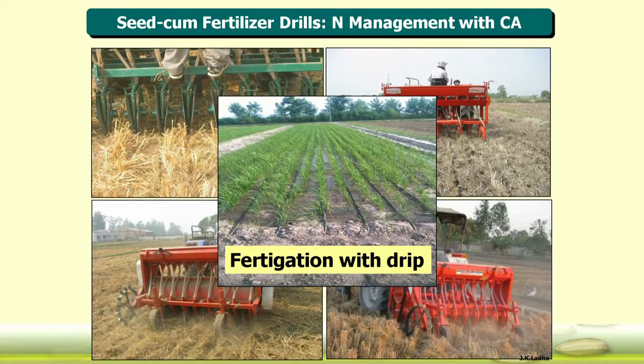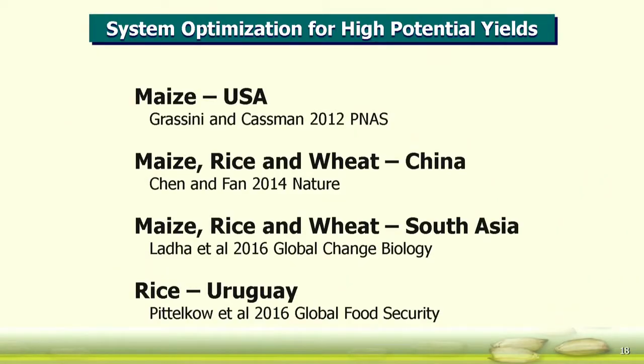I think the new frontier is going to be fertigation through drip. More research is showing that even cereals we can grow with fertigation and drip irrigation. In case of rice, there are some logistic issues, but eventually it will happen. That's the new frontier, I call it: system optimization for high yield potential.